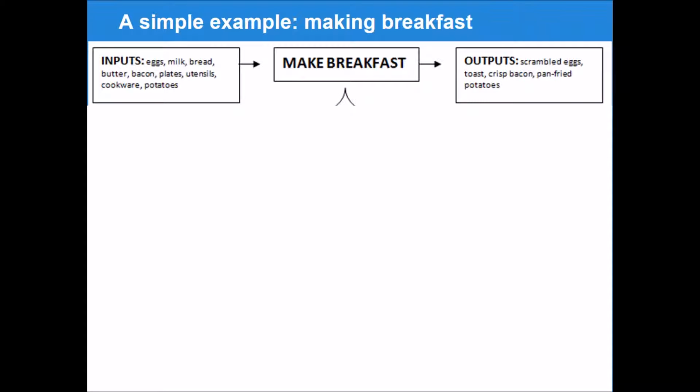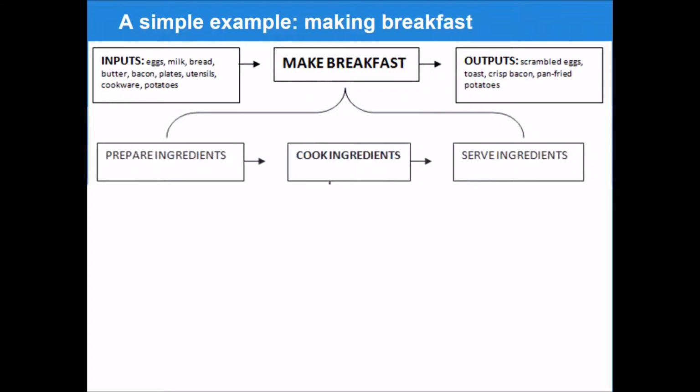Let's take a look at a sample process we're all familiar with and build a very basic process map for it. Making breakfast. We start with our inputs, our ingredients, our plates, utensils, cookware. The process itself is going to be making breakfast, and then our outputs are going to be our finished ingredients. Making breakfast consists of 3 major steps: preparing our ingredients, cooking our ingredients, and serving those ingredients.